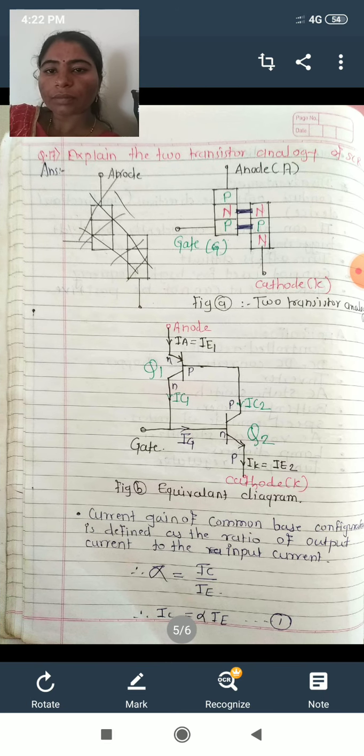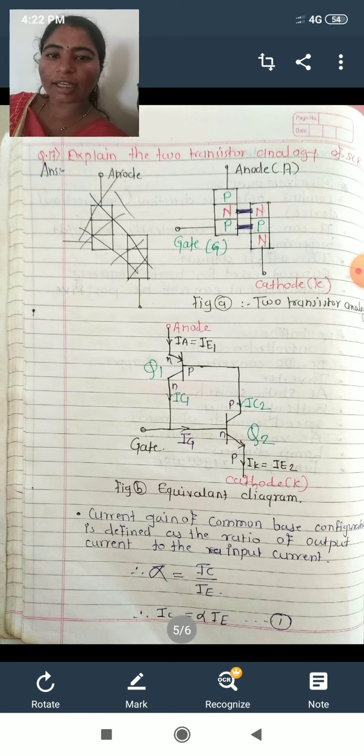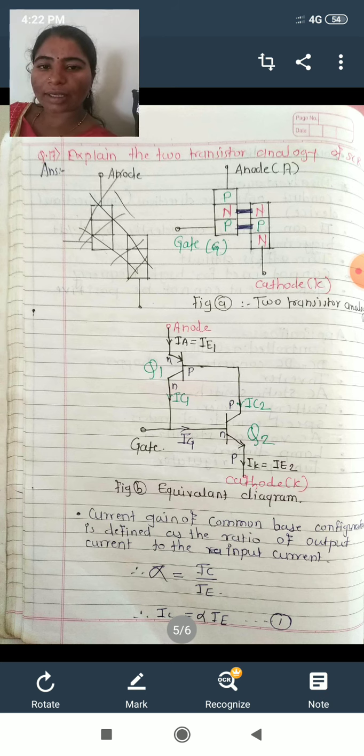Now, the next point is the two transistor analogy. What is the two transistor analogy and why is it named so? As shown in the figure, when we observe it, we can say that there are two transistors. The first is PNP and the second is NPN. These two transistors are separate, and by combining them, the construction becomes the SCR.